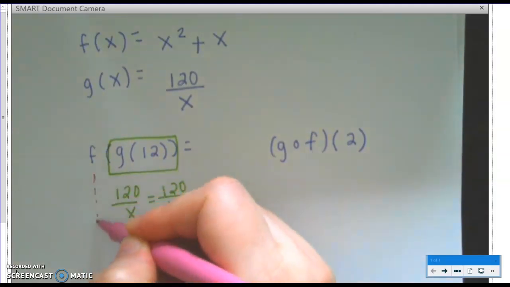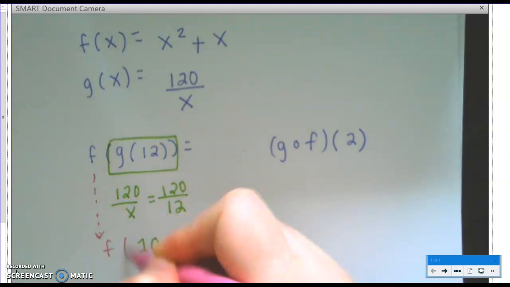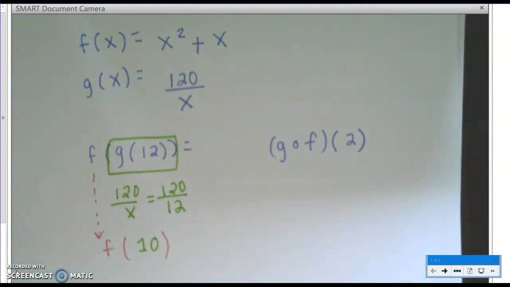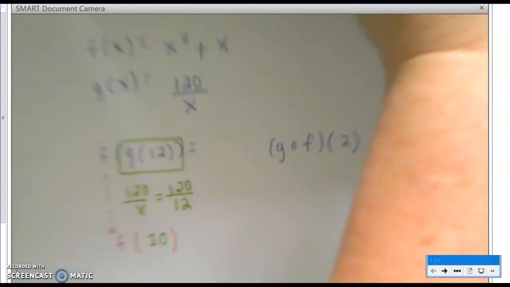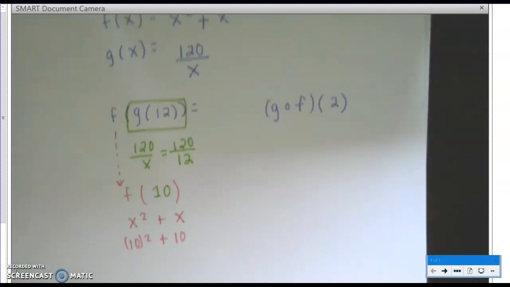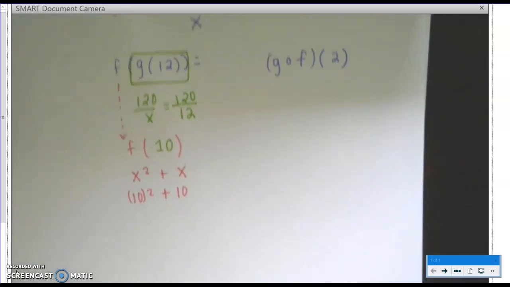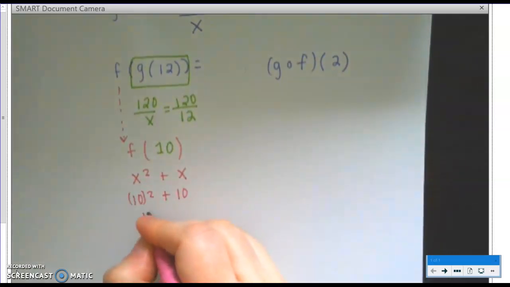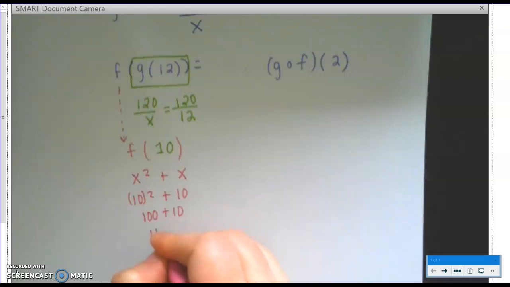And now, because there's the f, I'm going to be plugging 10 into my f of x function. So my f of x function is x squared plus x. I'm going to replace all the x's with 10. So 10 squared is 100. My final answer would be 110.